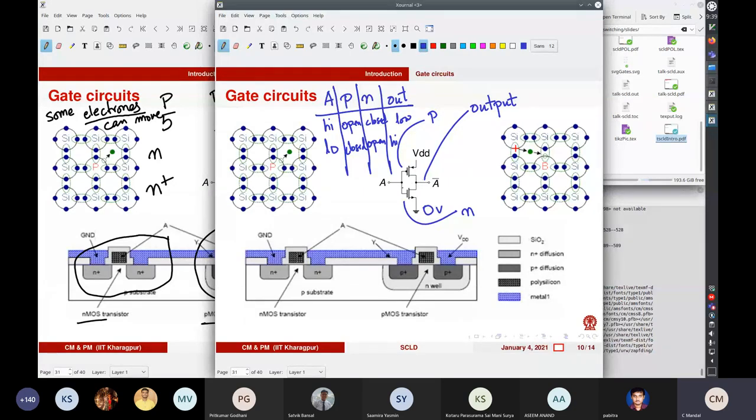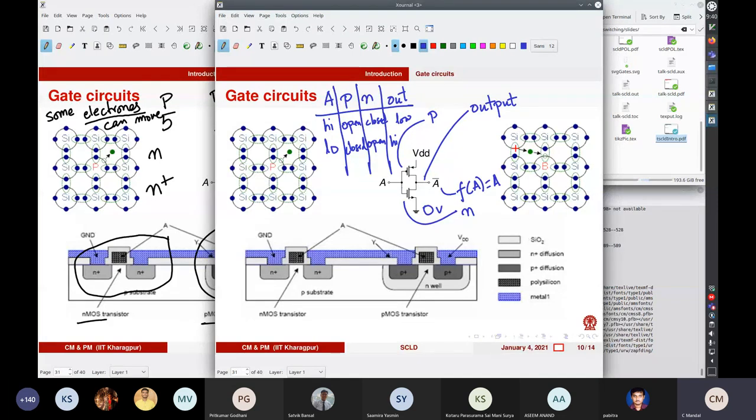So it's an inverter, as you can see, if the input is high, the output is low, if the input is low, the output is high. So that is the basic working of an inverter. You can also think of this as a function, f of A equal to A. So it is just a complement of that function.